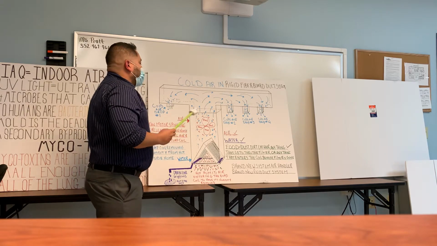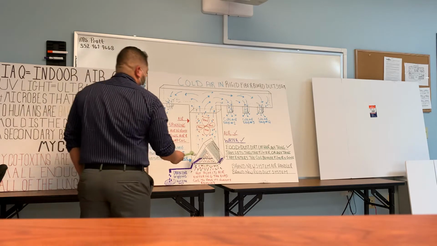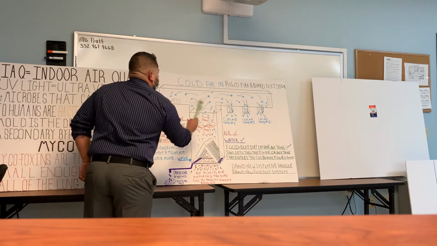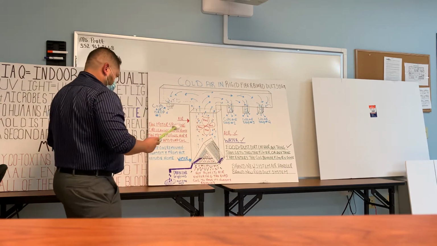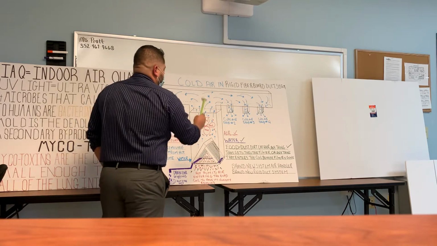So what happens if you don't have a UV light? If you don't have a UV light, or say it's not in the right spot, what's going to happen is the mold is going to live and it's going to deposit its mycotoxins into the fiberboard. When we have mycotoxins in the fiberboard, you'll never get it out.